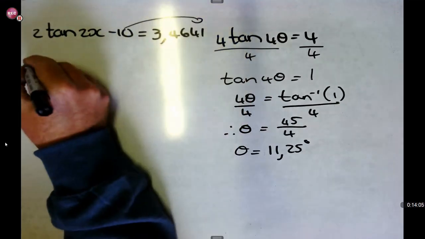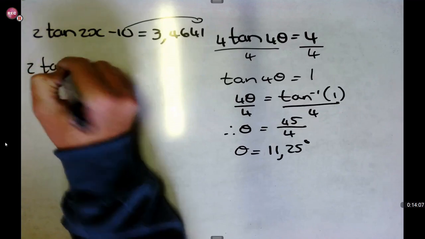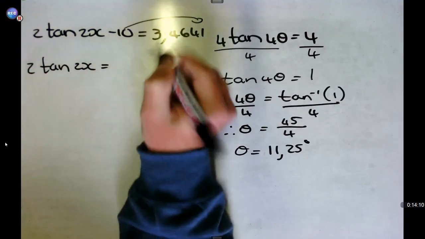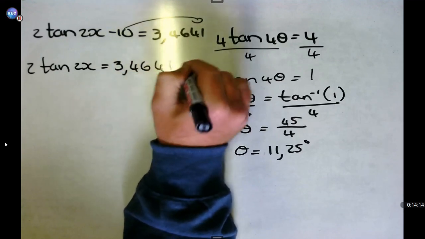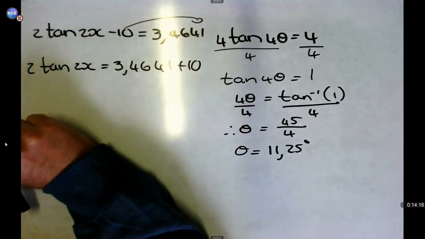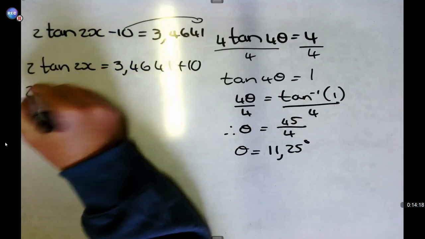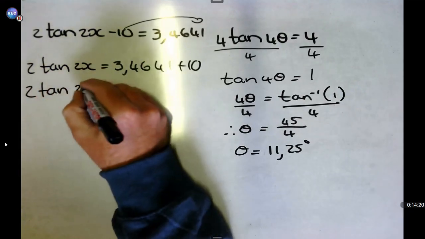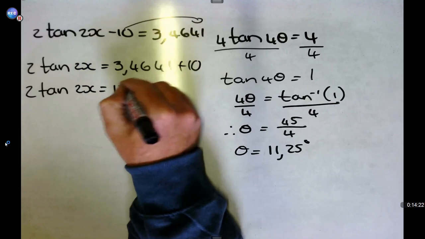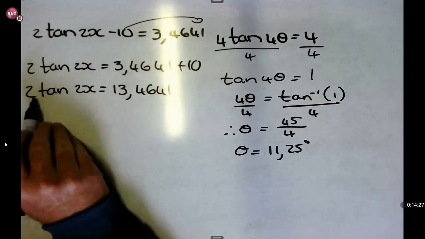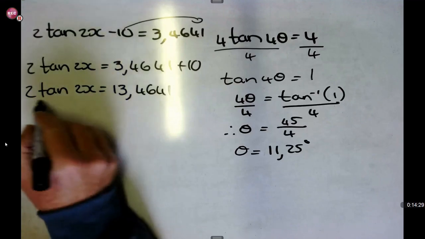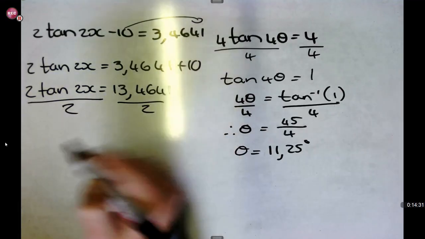Okay, so then we'll have 2 tan 2x equals 3,4641 plus 10. You'll end up then with tan 2x is equal then to 13,4641. You'll see that you've got a 2 over here. You want to get rid of the 2 by dividing by 2 both sides. Okay?